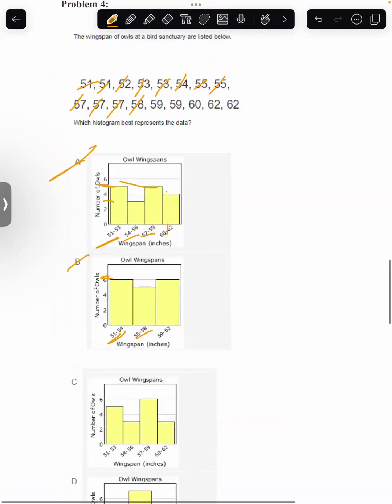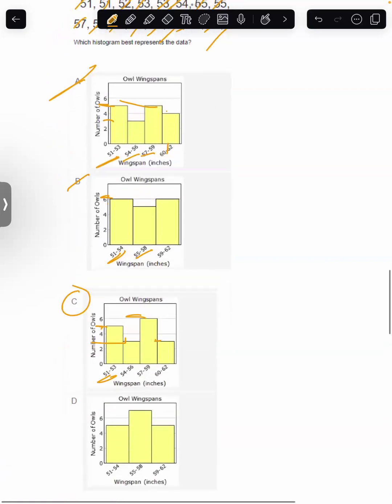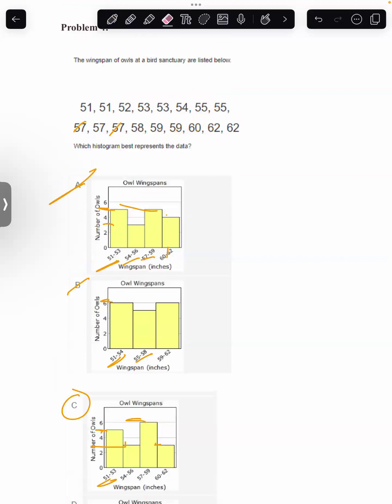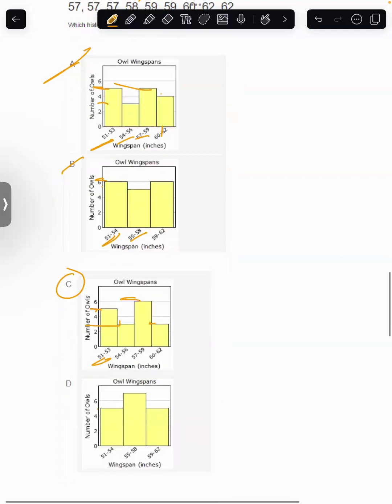All right, this one we have 51 to 53 is the range of the category. So we need 5 of those. 1, 2, 3, 4, 5. Then 3 in the 54 to 56 range. 1, 2, 3. Okay. We need 6 in 57 to 59. 1, 2, 3, 4, 5, 6. And then 3 from 60 to 62. 1, 2, 3. Should be right. Let's prove the other one wrong. 51 to 54, there need to be 5. 1, 2, 3, 4, 5, 6. So we already proved it wrong.